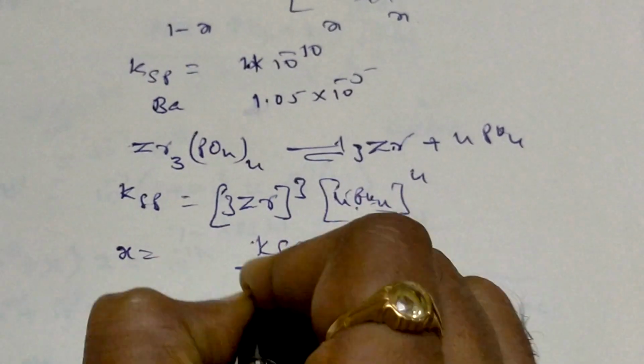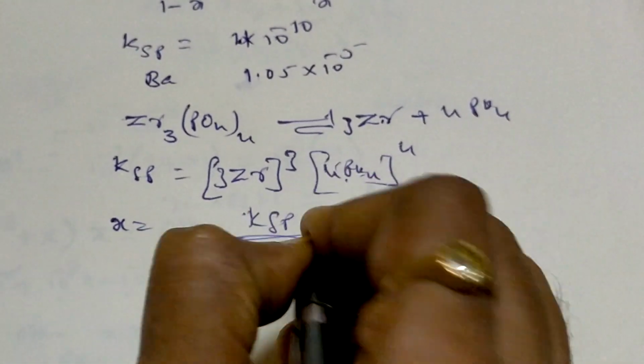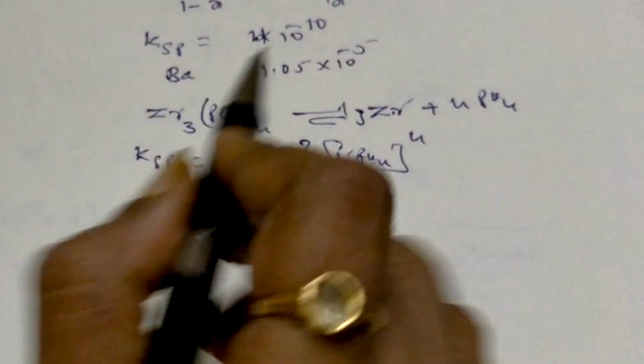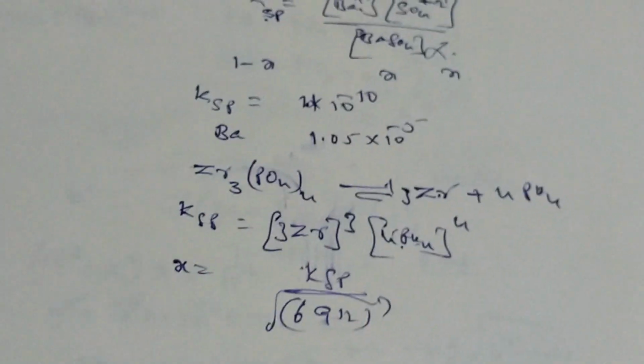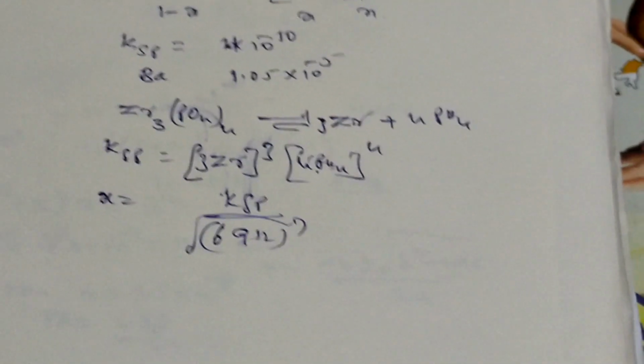Ksp by some 6912 to the power of root 7, like this. It will be a big number. So finally, it is not easy like two components and all. If it is multiple components, one has to do it carefully. So tomorrow we'll see the common ion effects and all.